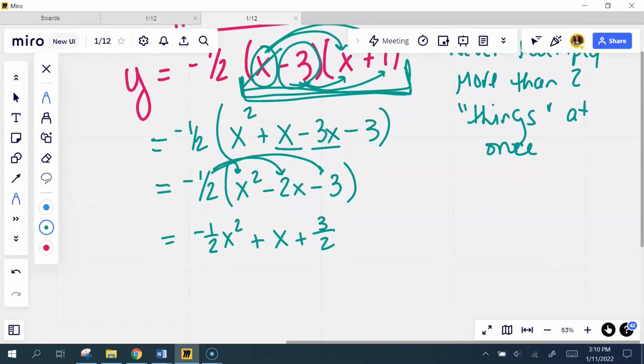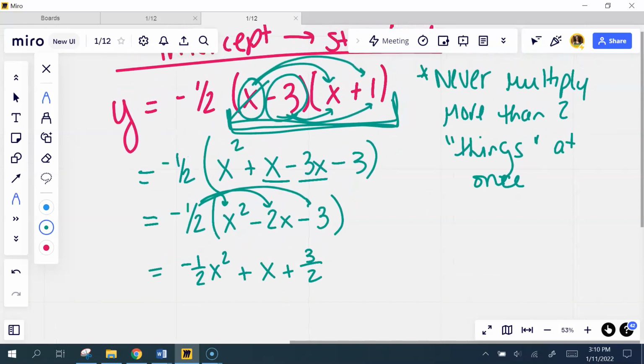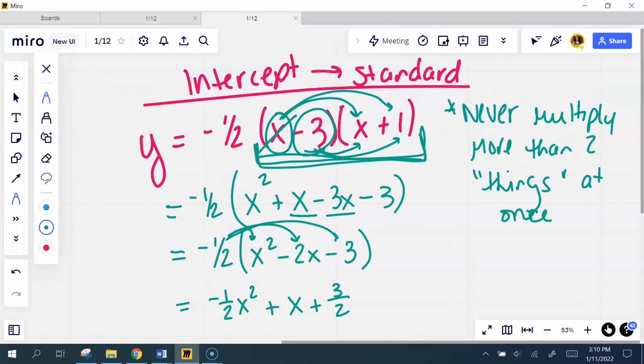Now I am officially in standard form. I am in ax squared plus bx plus c form, and so I'm good to move on. This is the most work you'll have to do for these as far as the multiplication here. You'll multiply the two parentheses together first, and then take that a that's outside and distribute that through. Okay, so pretty easy to go from intercept to standard.